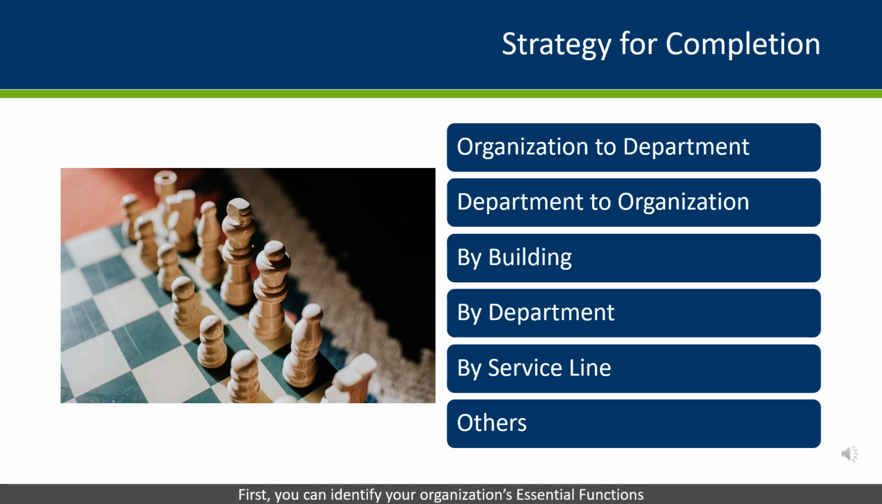First, you can identify your organization's essential functions and carry those to the departments that support those essential functions. Second, you could work with your departments to identify their essential functions and then roll those up into organization-wide essential functions. Third, if you are on a campus with multiple buildings, you could focus on COOP planning by building.